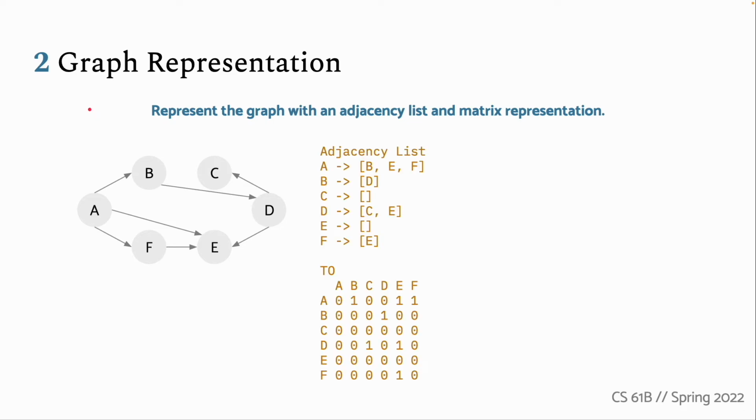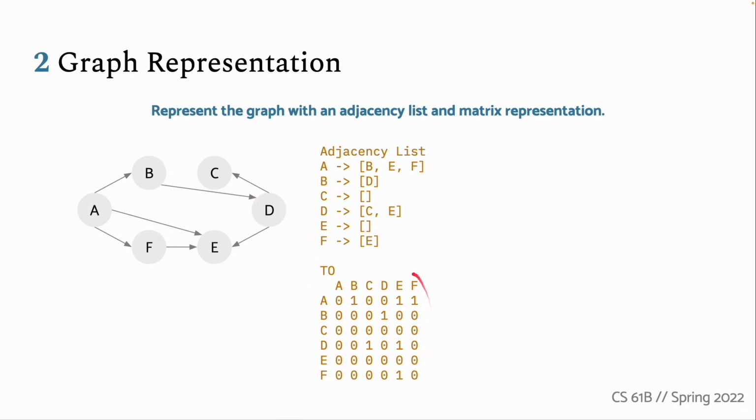First, let's do the adjacency list. A is pointing at B, E, and F, so we have B, E, and F on A's adjacency list. For B, we see that B is only pointing at D, so that's all that's going to be on B's adjacency list. C has no outgoing arrows at all, so its adjacency list is going to have nothing in it. D is pointing at both C and E. E is pointing at nothing, again no outgoing arrows, and F is just pointing at E. So that's our total adjacency list.